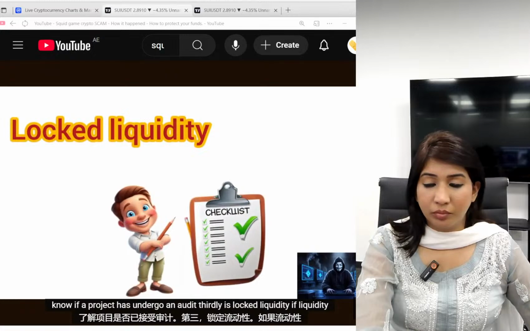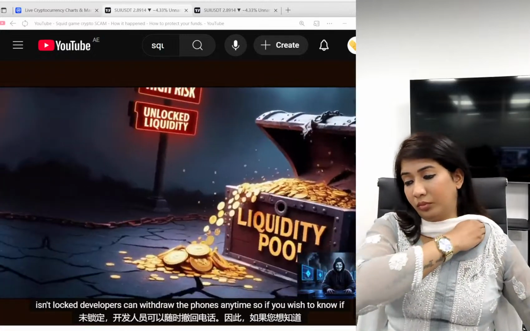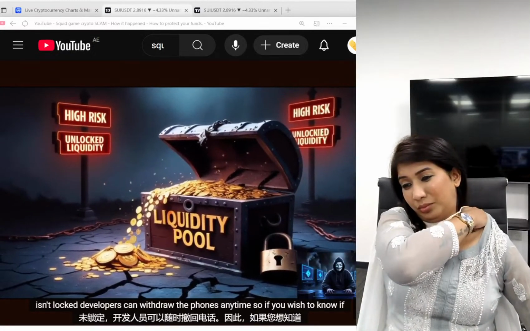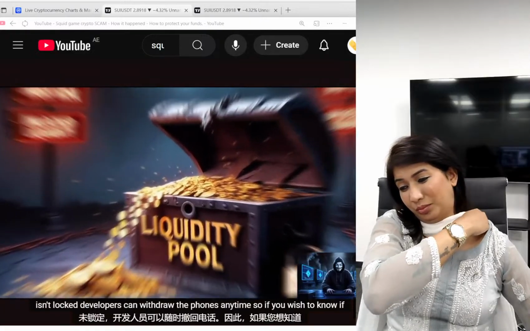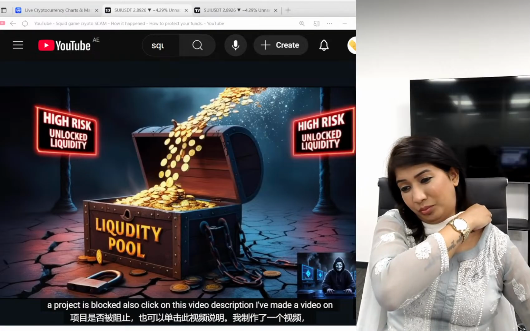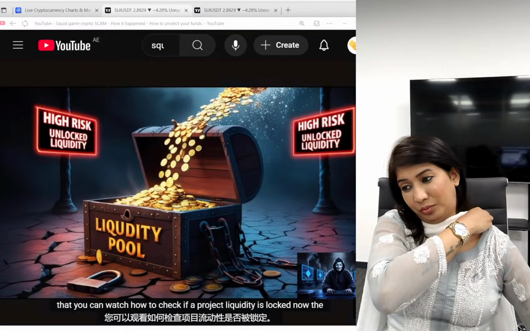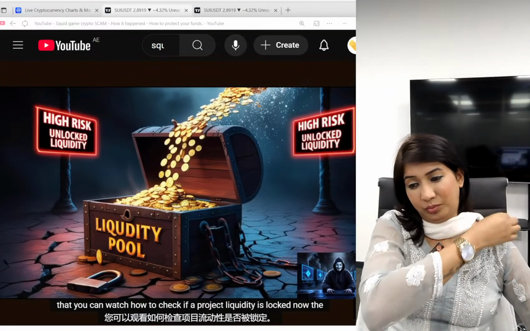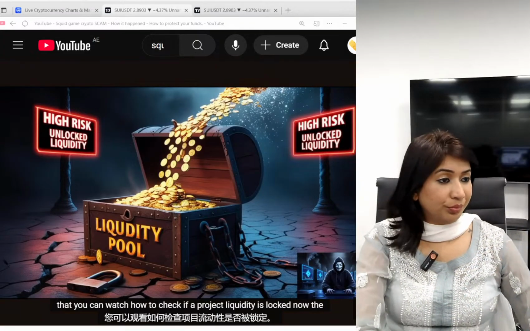Thirdly is locked liquidity. If liquidity isn't locked, developers can withdraw the funds anytime. So if you wish to know if a project's liquidity is locked, also click on this video description. I've made a video on that. You can watch how to check if a project's liquidity is locked.